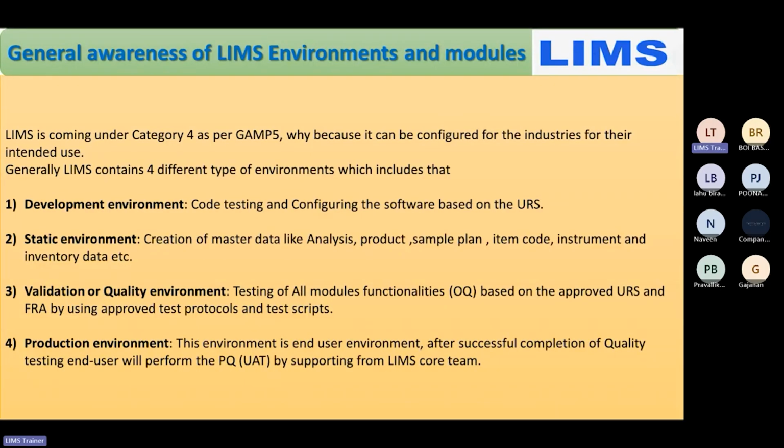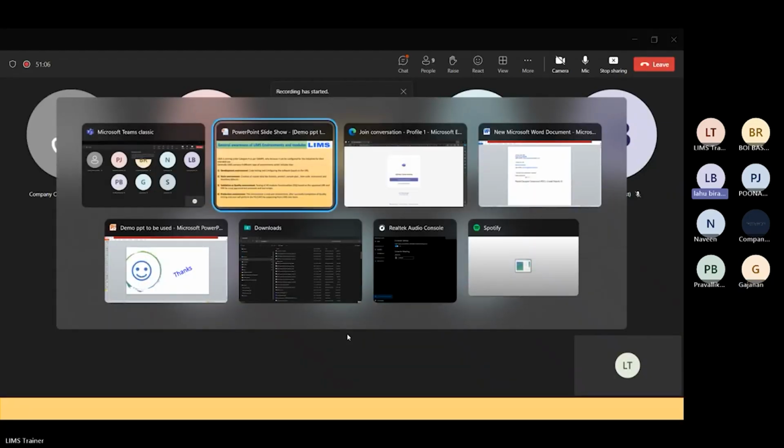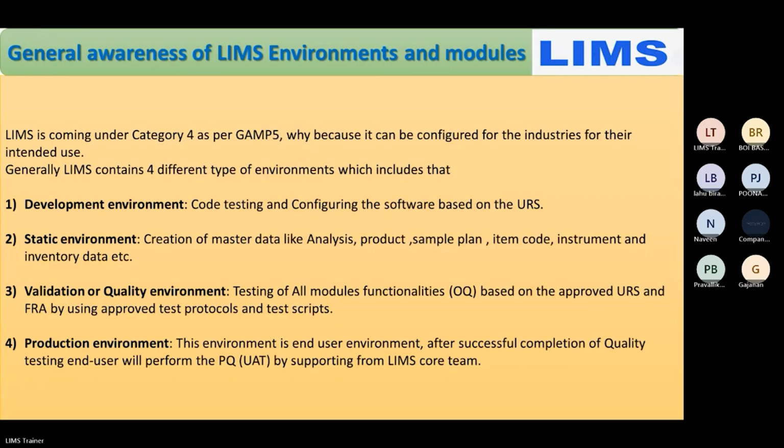Now, as I have said, there are some environments of LIMS. What are these environments? Actually, LIMS is under category 4 of GAMP 5. Do you all understand GAMP 5? Yes, anyone? No, sir. Yes. Okay. So basically, what is GAMP? It is Good Automated Manufacturing Practice. This is required whenever you are working with some software or some computer system. There you have to follow the GAMP guideline.